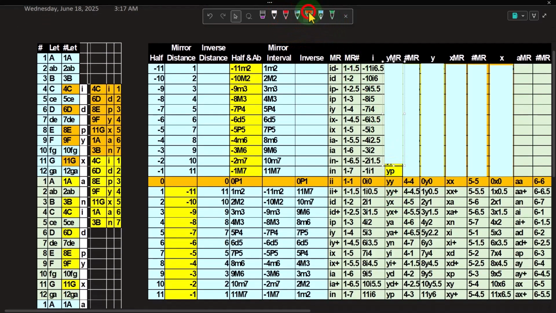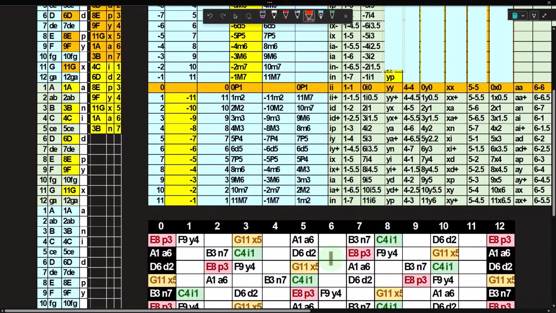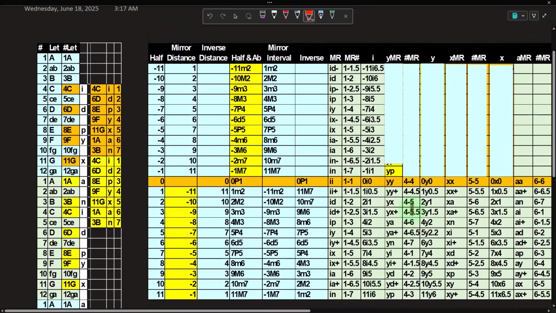Okay, so from the Lydian. If I'm on the Lydian, let's pick a Lydian right here, and I go -1 backwards. Here we are. We're going from a Y to a P. So it's a YP modal range, and we're going to say that that's a 4-3 modal range.